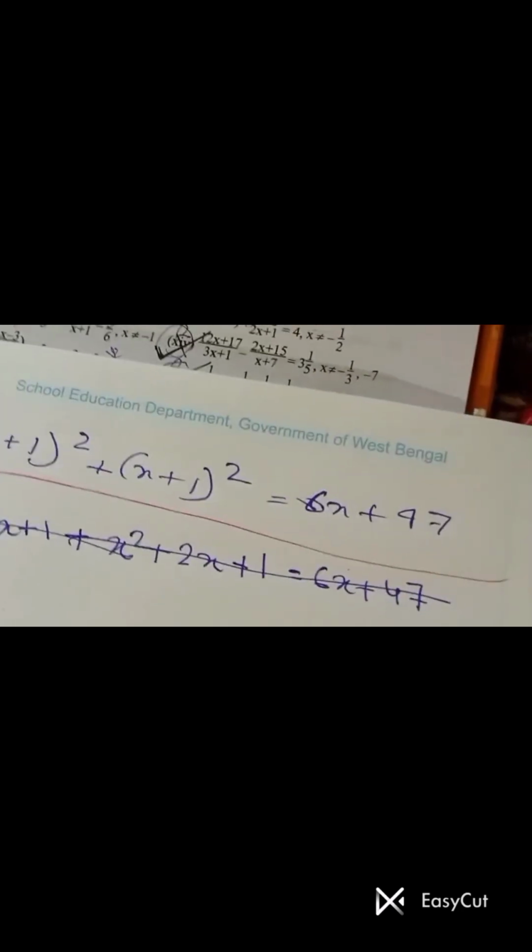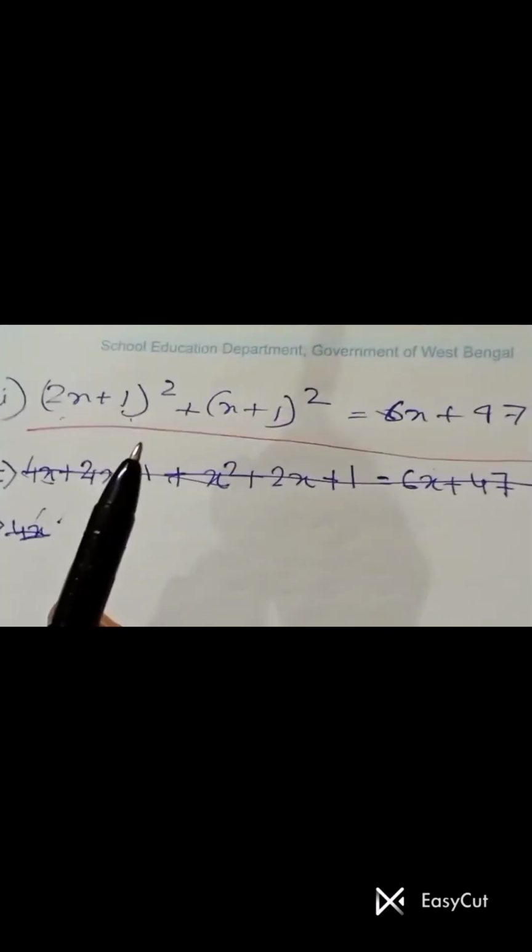Thank you, students. We come to question number 2 of question number 4. So what is the question? The question is (2x plus 1) whole square plus (x plus 1) whole square equals 6x plus 47. So how do we solve this basic equation? Firstly, it is given 2x plus 1 whole square, which we can identify with (a plus b) whole square.